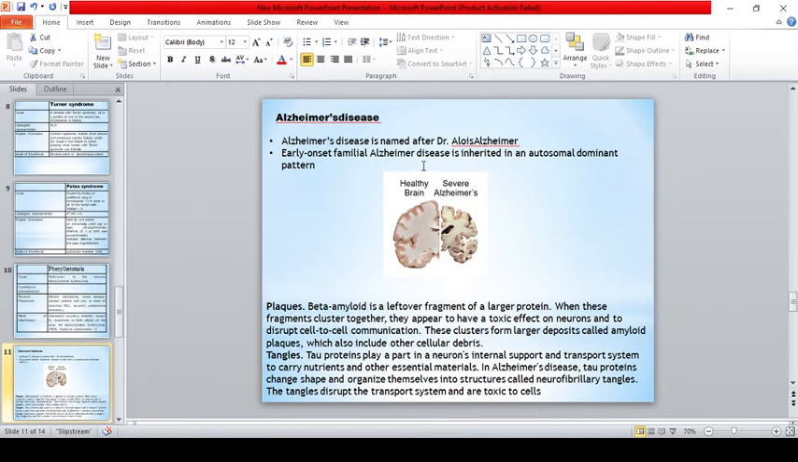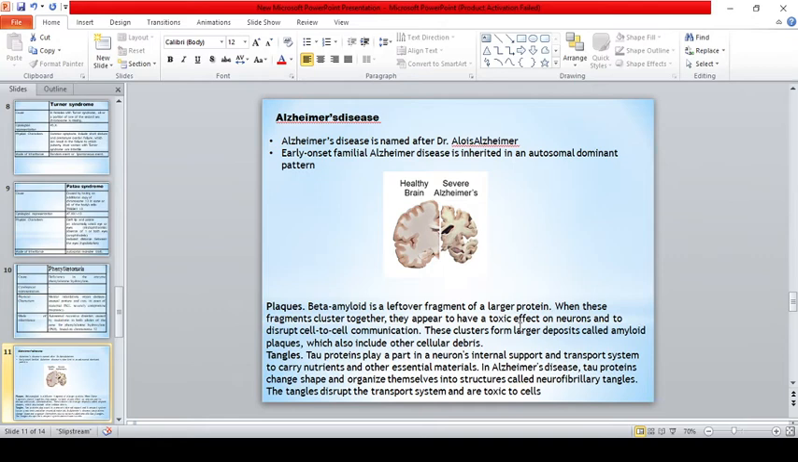Absolutely, one single gene is enough to cause the disease. This is a healthy brain, and this is an Alzheimer's brain. Plaques are nothing but beta amyloid, and you can expect it either in the biochemistry portion or in the molecular biology portion. They have a toxic effect on neurons, and they also disrupt cell to cell communication, and they form clusters with amyloid precursor, which also include other cellular debris.